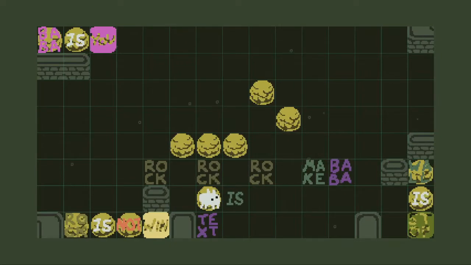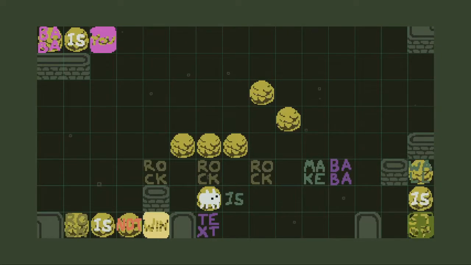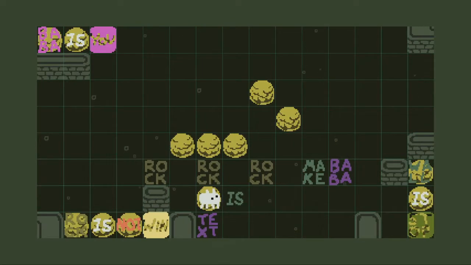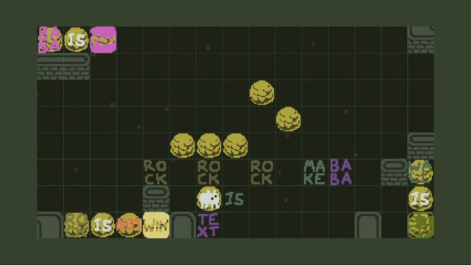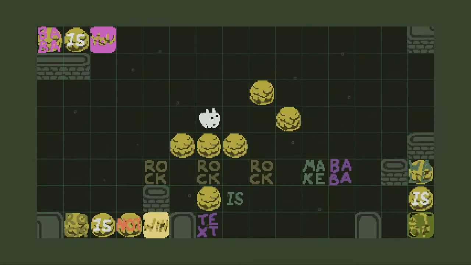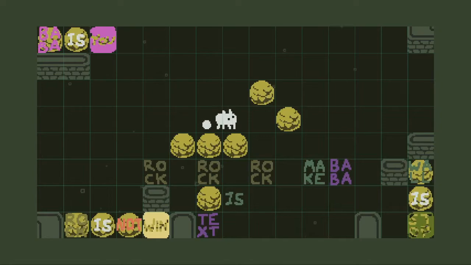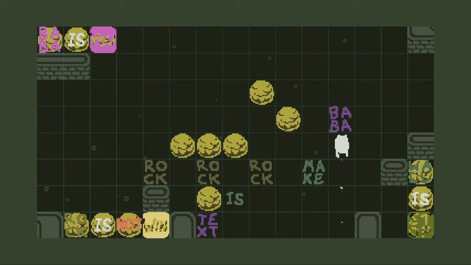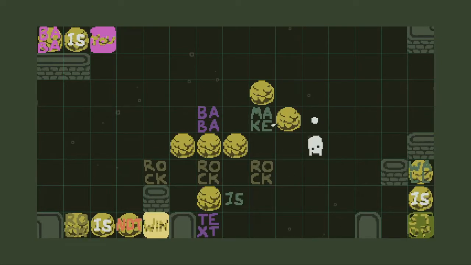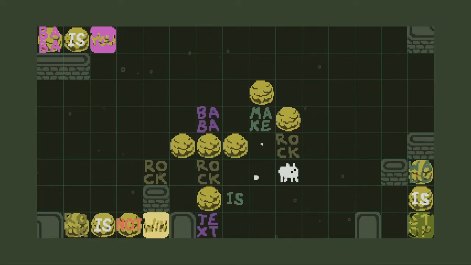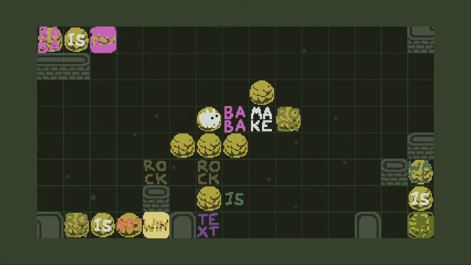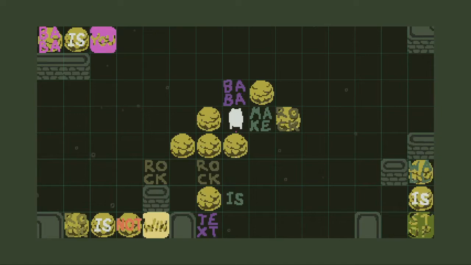And I would need another rock up there. Gosh darn it. This is so complicated. But this might work. So if I had another rock right here, which I could do by forming the rule Baba makes rock right there. So if I did this, I just put a rock underneath where Baba is right now. That was my entire purpose with that.